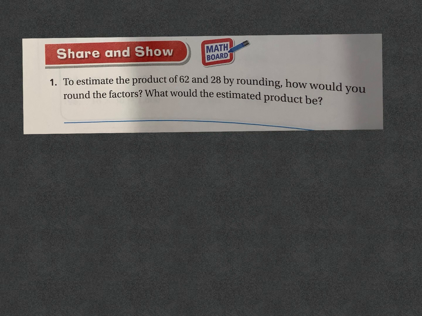Okay, let's look at share and show number 1. To estimate, meaning we get to round, the product of 62 and 28 by rounding, how would you round the factors and what would your estimated product be? We have 62 and we have 28. I'm going to write this here for my brain to see just the numbers without all the words surrounding it. My brain likes to just see what I need to do. Well, 62 is pretty close to 60. It's between 60 and 70, and it's pretty close to 60.